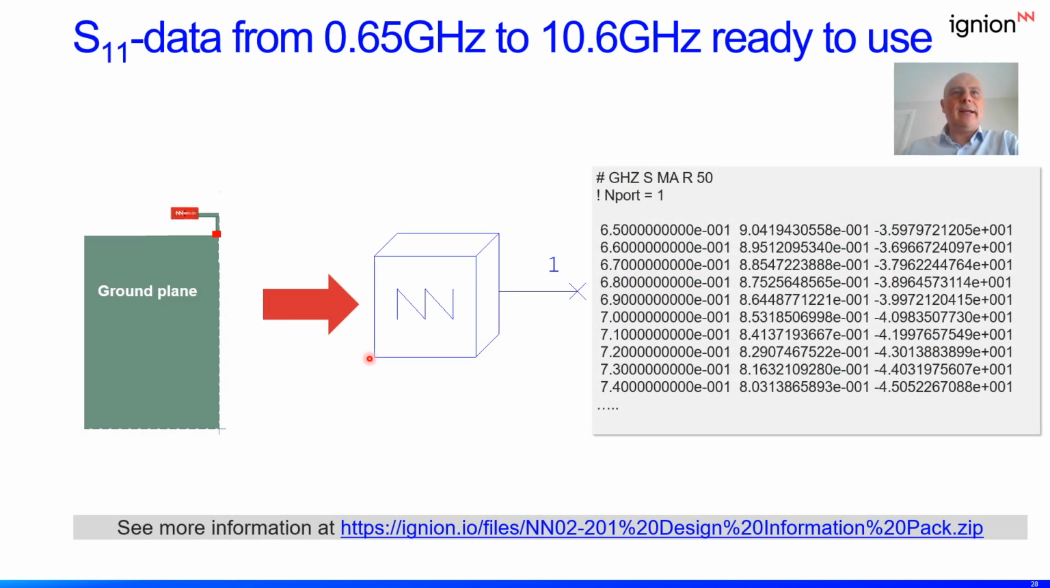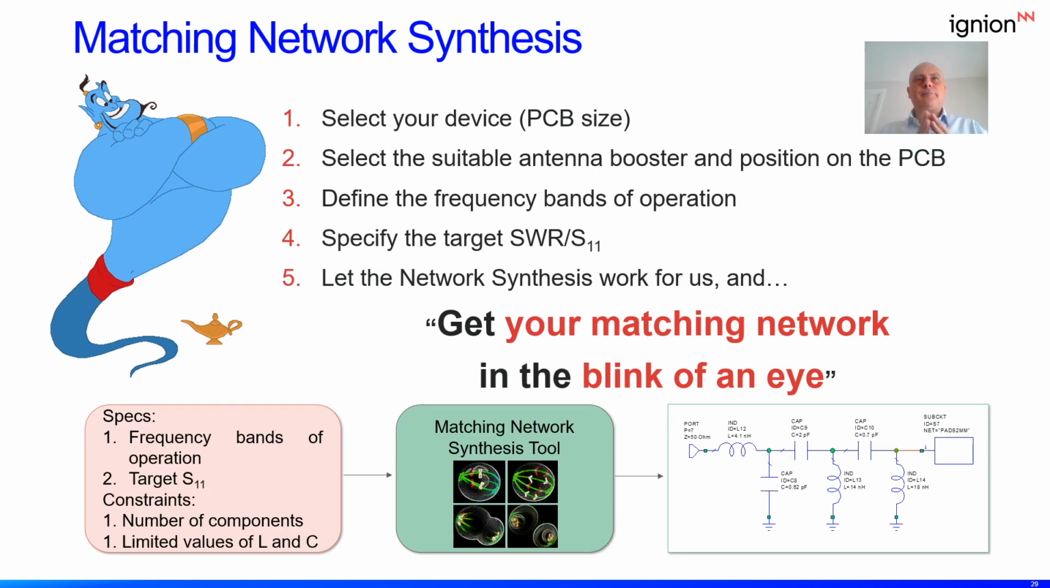The file at the end looks like very simple raw data. What you have is a file that contains, for this ground plane and this antenna booster, frequencies and the S11 in real part and imaginary part. Please have a look at our user manual, where you will see step by step how to easily use this library. Let's see an example.